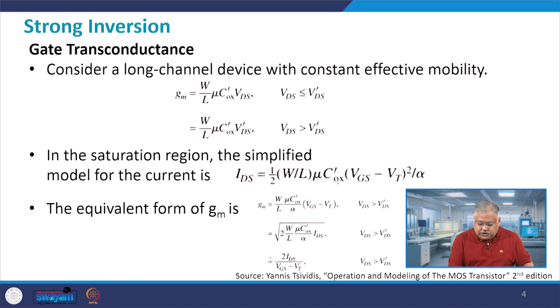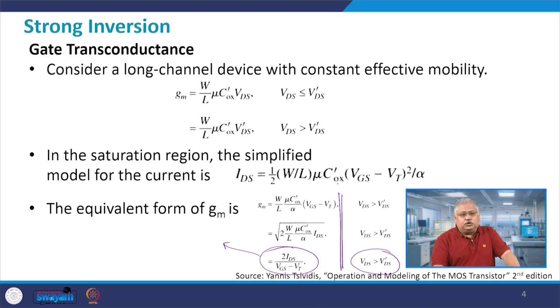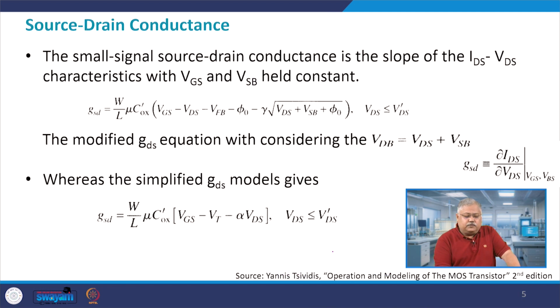Another equivalent form of gm is given as 2 IDS by (VGS − VTH), right. This is 2 IDS, where IDS is the drain to source current, divided by the overdrive, and that is for VDS greater than VDS prime in the saturation region. So, all these are in saturation region, and we see that this value comes out to be true. This is the transconductance value which you get in strong inversion. Strong inversion is Vg much larger than the threshold voltage of the device.